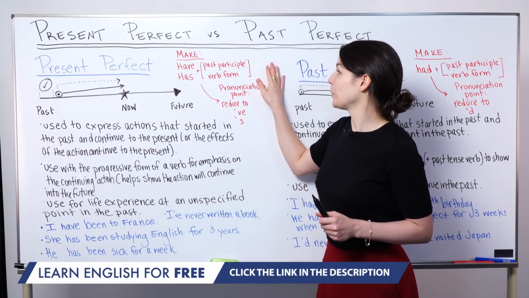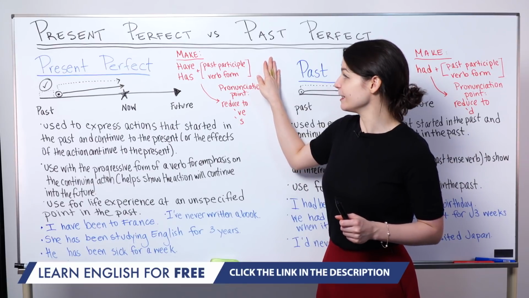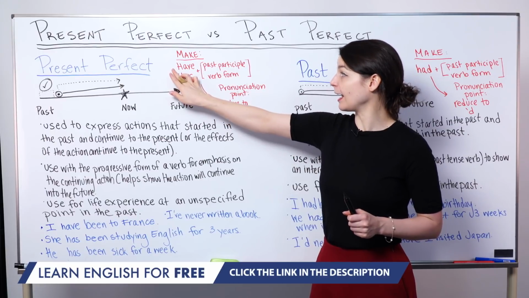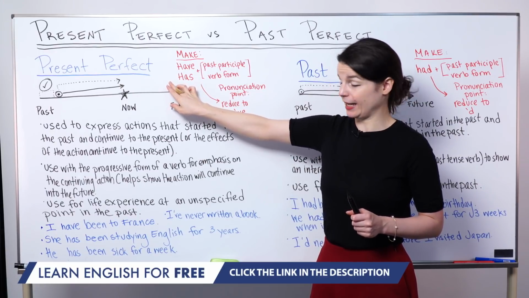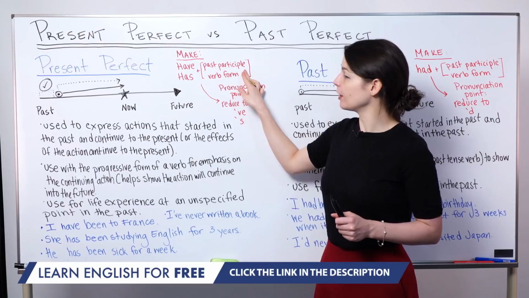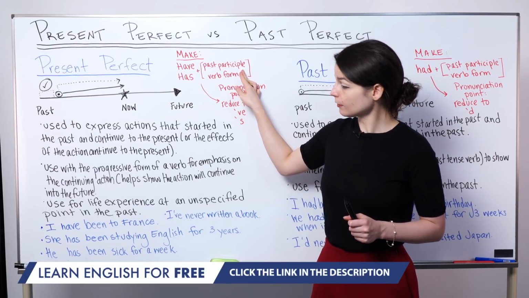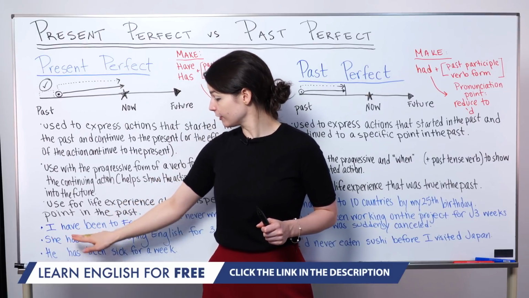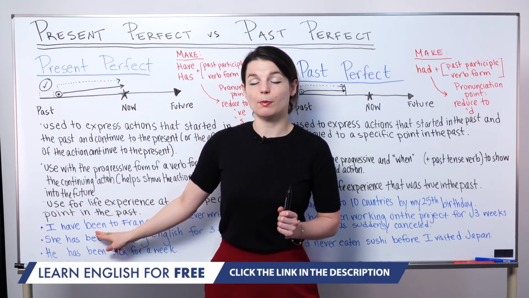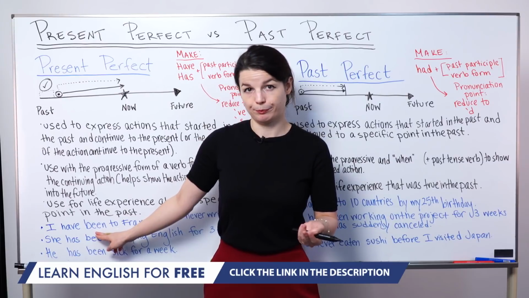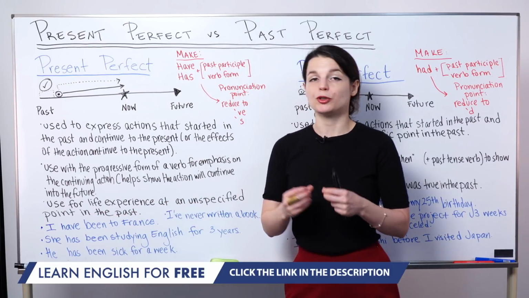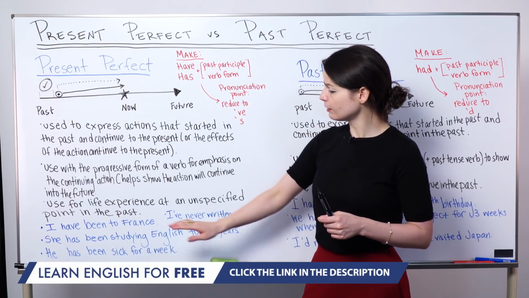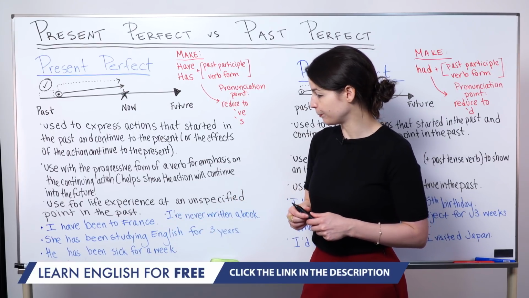To refresh, when we make present perfect sentences, we use have or has, depending on the subject, like I have or she has, he has, plus the past participle verb form. Here, we're using I as our subject, have, my verb is be, so the past participle form is been. I have been, in this case, to France. So this refers to a simple life experience. Let's take a look at another example.